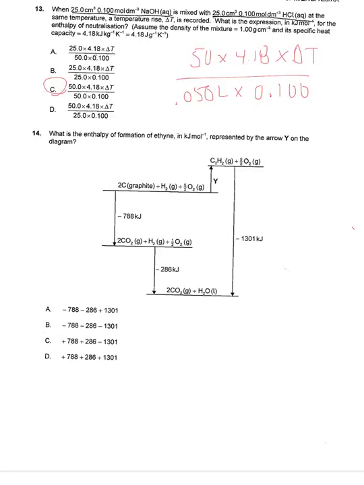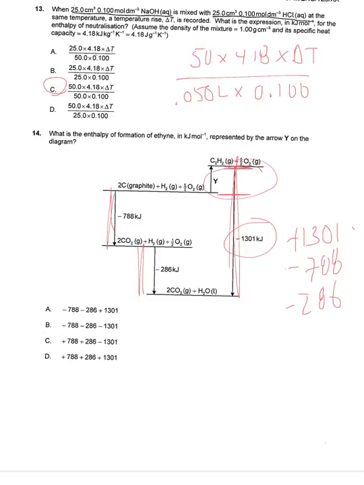D, what is the enthalpy of formation of ethine represented by the Y arrow on the diagram? So this is the area I'm looking for. Well, this one's actually pretty straightforward, because this section right here, less these two sections, will yield that. So I just have to flip this arrow over to a positive 1301 and then add it with the other two equations, which have enthalpy changes of minus 788 and minus 286, and that would yield Y. So A would account for that.